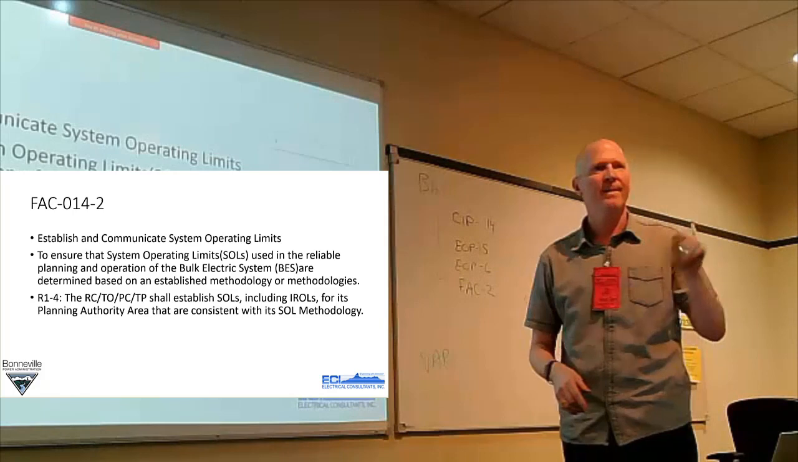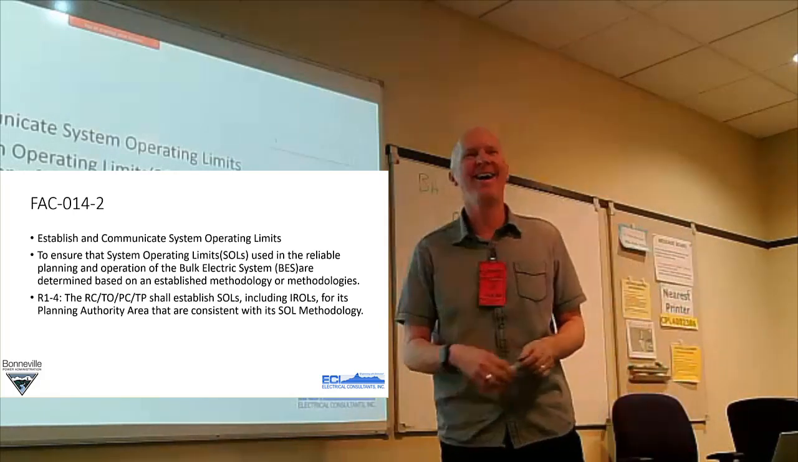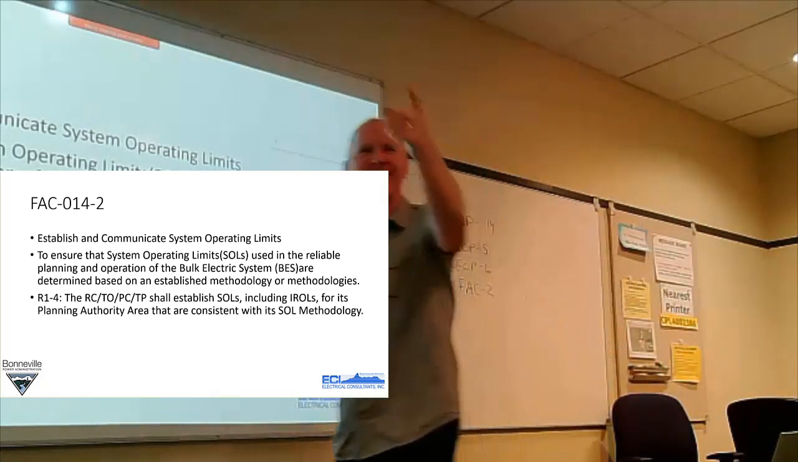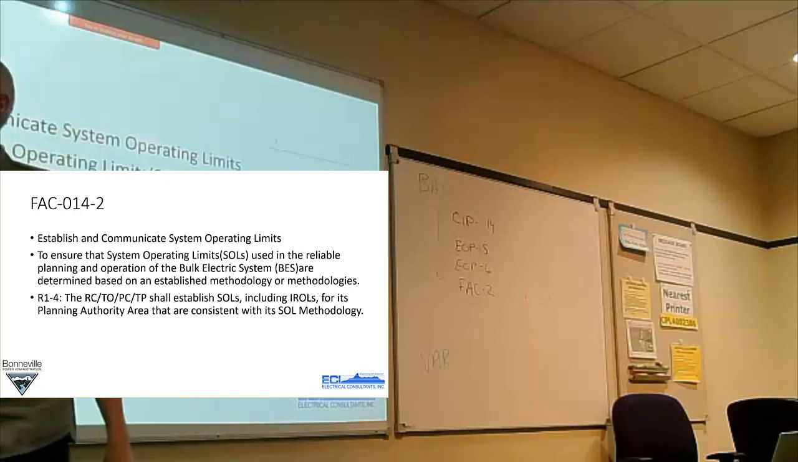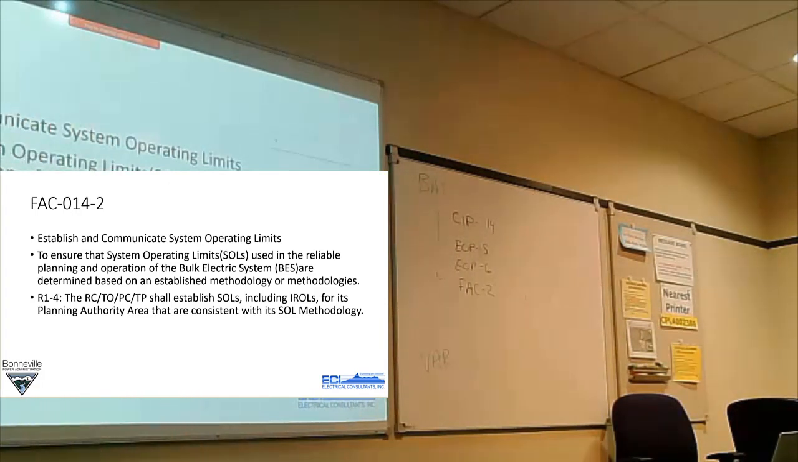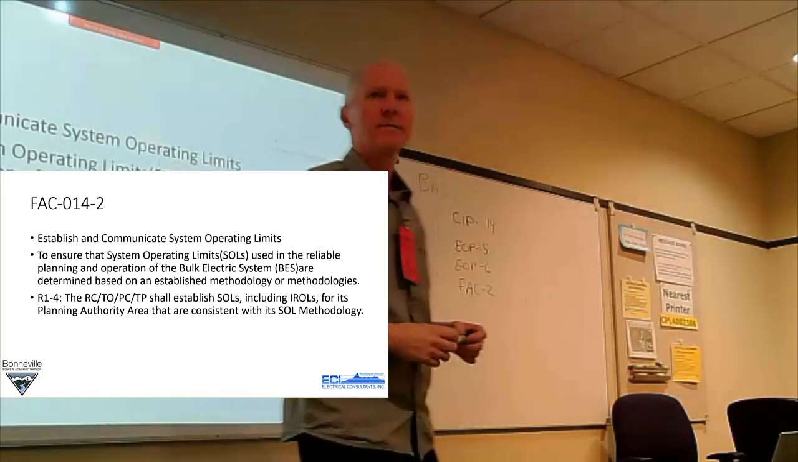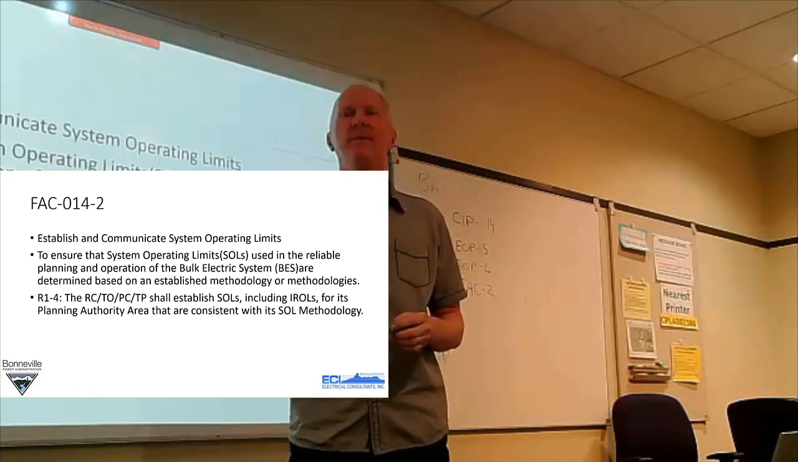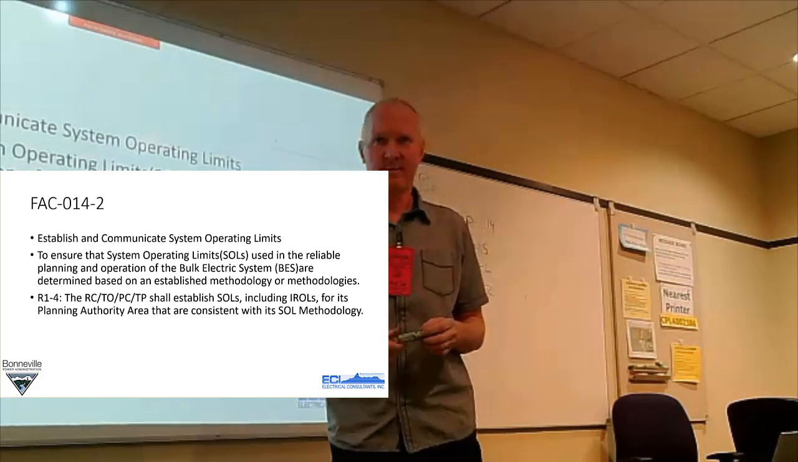Jamie, just roll your eyes. Yeah, exactly. That's a half a point, right? Interconnected reliability. But what is it? How is that different than an SOL? Well, it's an important stability limit. It's a particular limit that's stability, can be cascading. There you go.